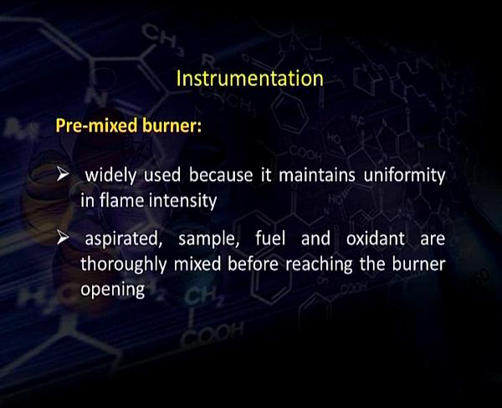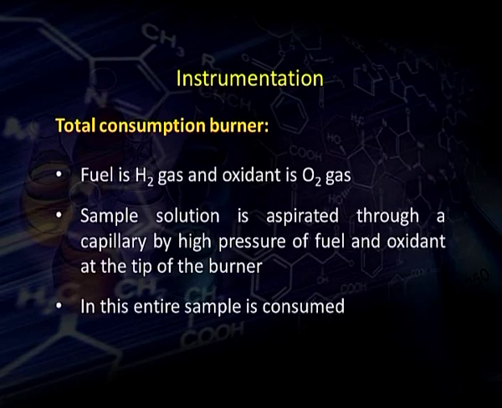These are widely used because it maintains uniformity in the flame intensity. Aspirated sample, fuel and oxidant are thoroughly mixed before reaching the burner opening in the mixing chamber. The second type of burner is the total consumption burner. In this case, the fuel is hydrogen gas and the oxidant is oxygen gas. Sample solution is aspirated through a capillary by the high pressure of fuel and oxidant at the tip of the burner. In this total consumption burner, the entire sample is consumed.